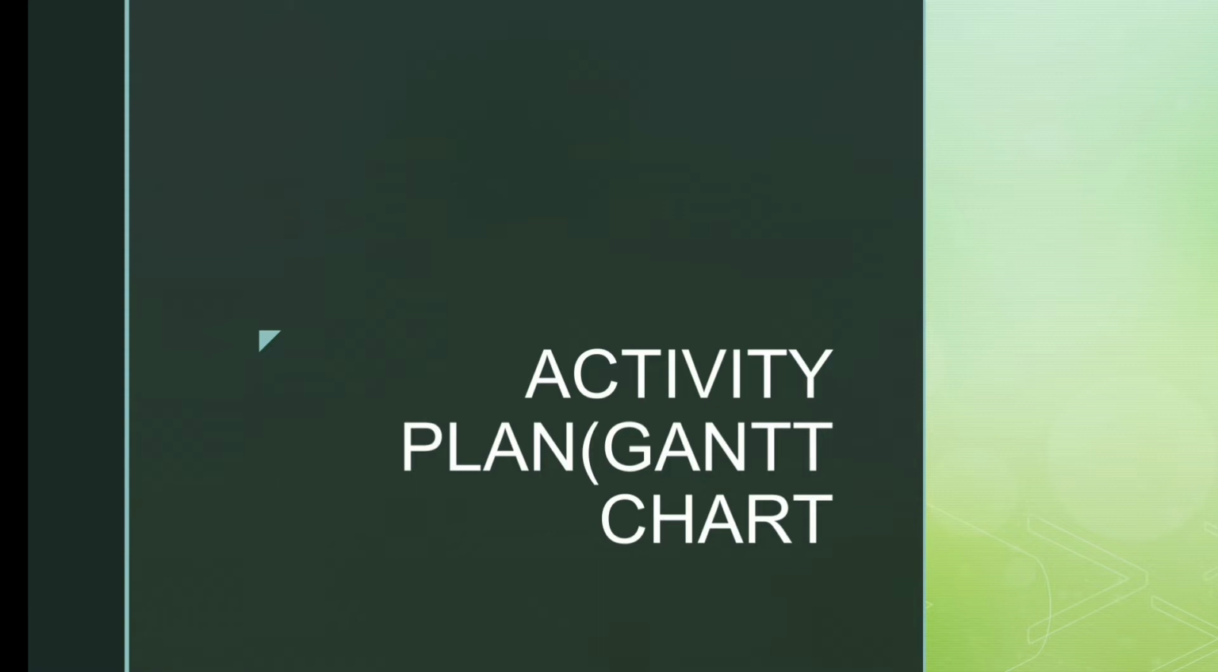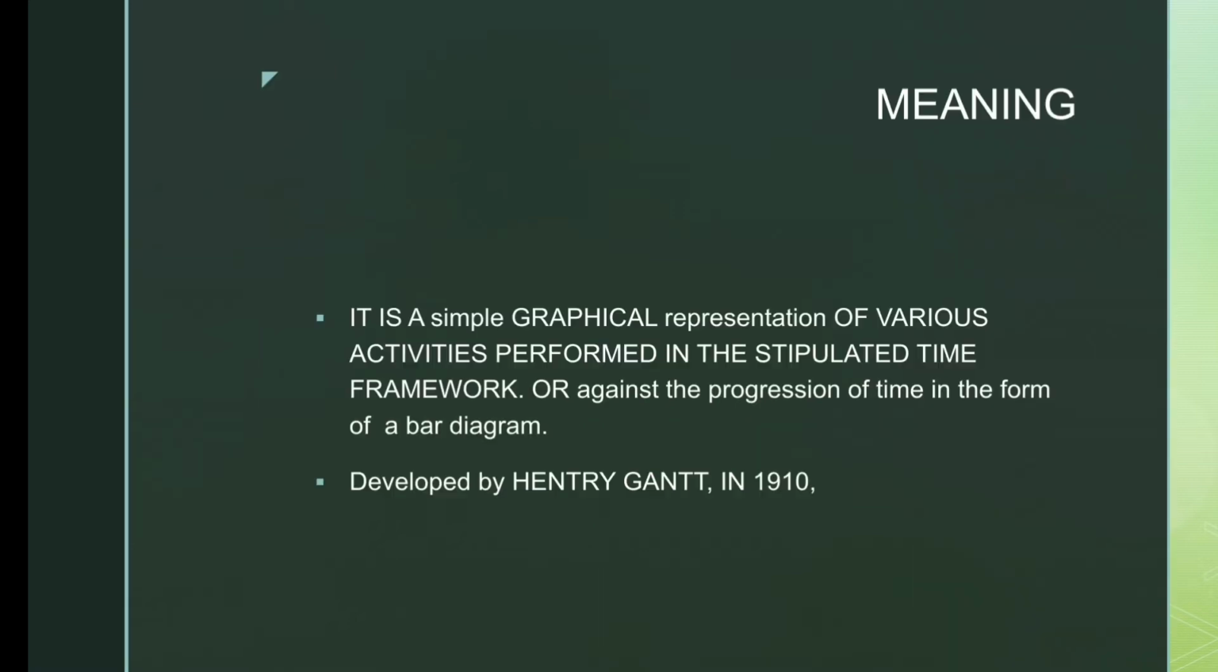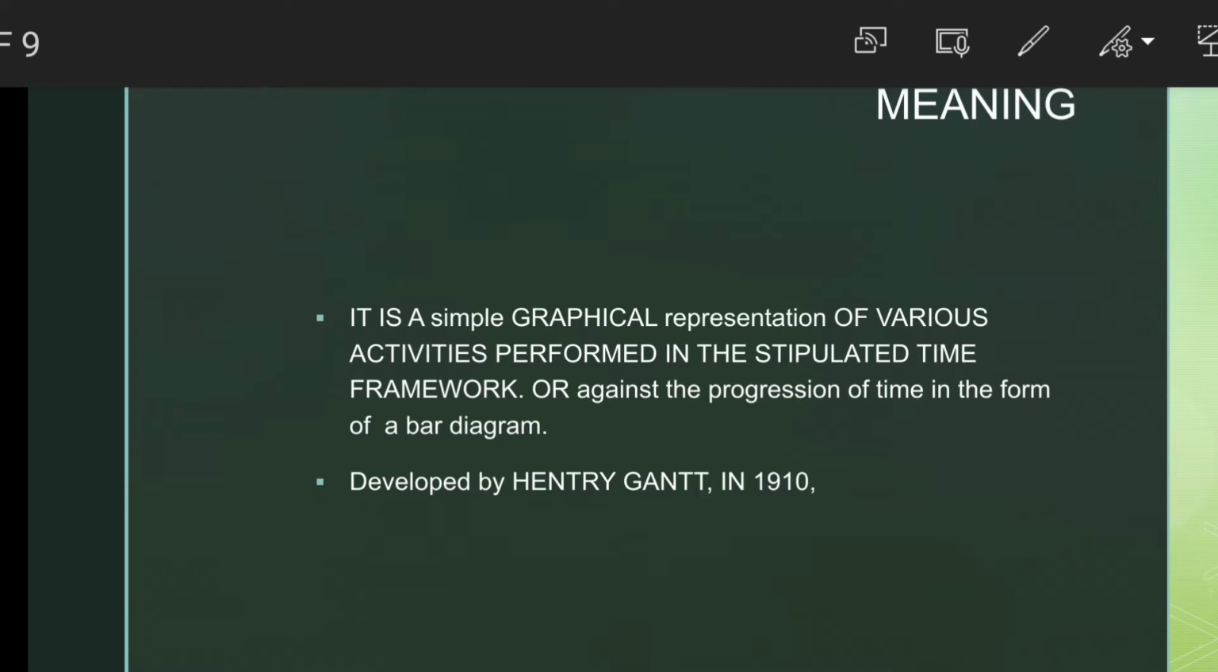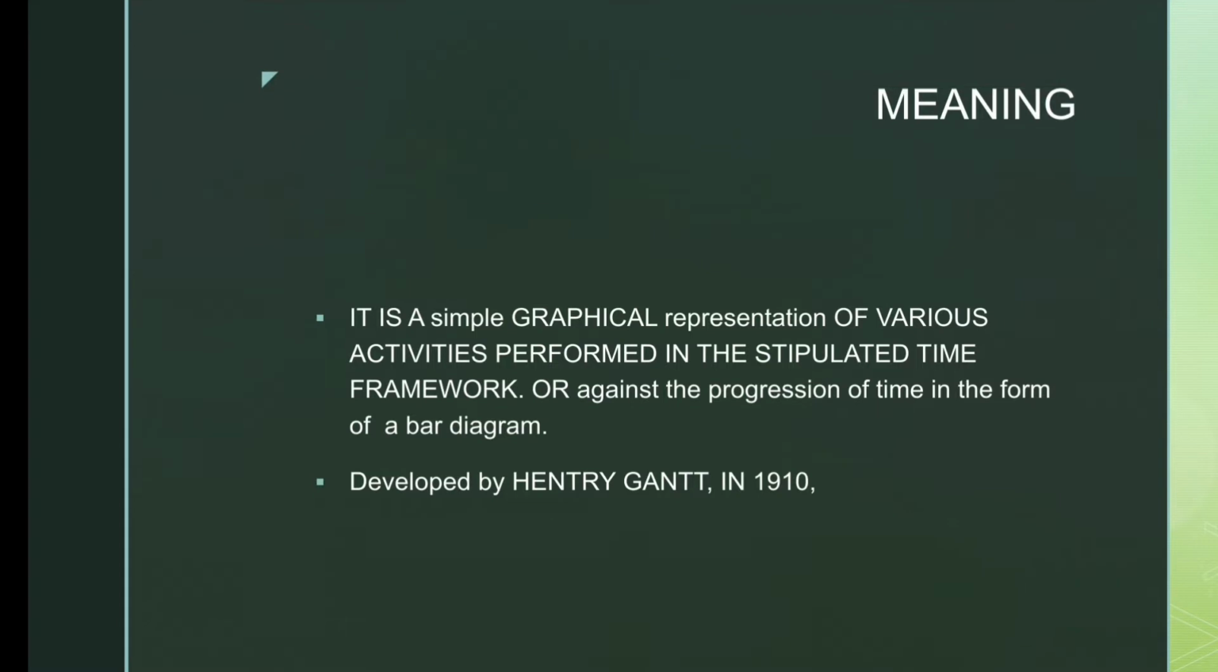It's a traditional method to plan a sequence of activities in a graphical way. What is the meaning of that? It is a simple graphical representation of various activities performed in the stipulated time framework. In the graphical way we can see the progression of time in the form of a bar diagram, with the event and the time there.